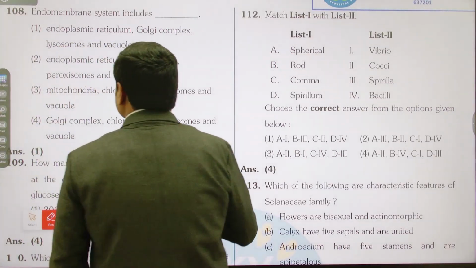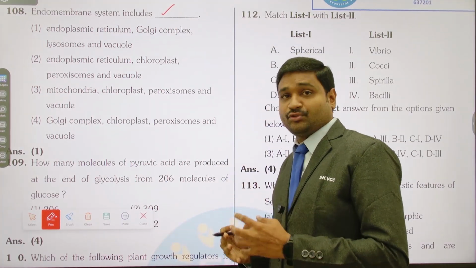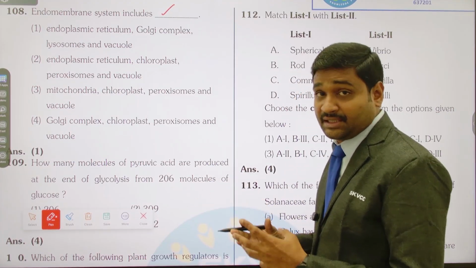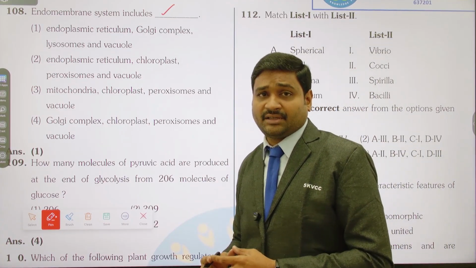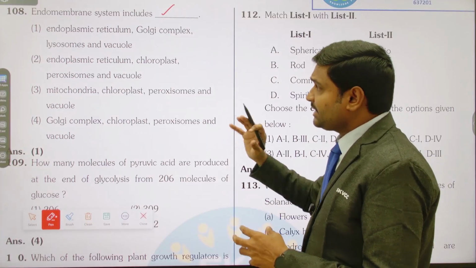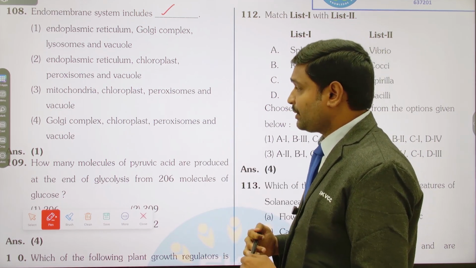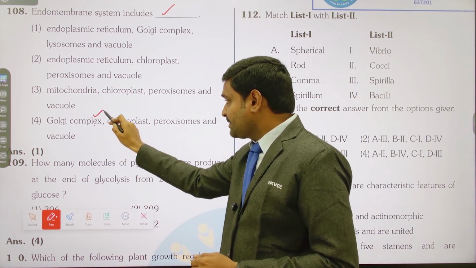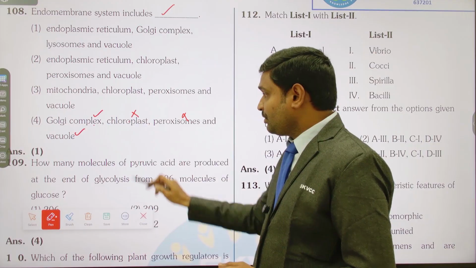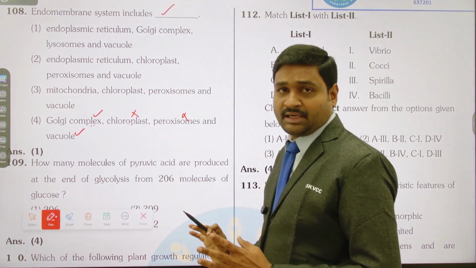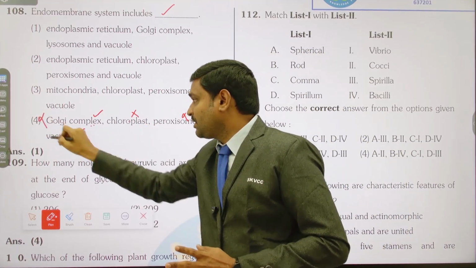If you observe the question, endomembrane system includes... This is a question from the chapter Cell: The Unit of Life, another fantastic question from that chapter. This is a basic understanding of the chapter and such a direct question. If you observe the options properly, Golgi apparatus, yes. Chloroplast, no. Peroxisomes, no. And vacuole, yes. So in option 4, only 2 are cell organelles related to the endomembrane system. The remaining 2 are not. So option 4 is not the correct option.